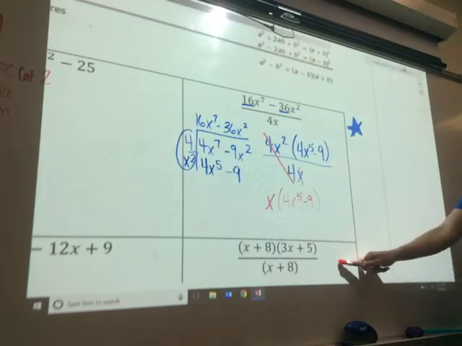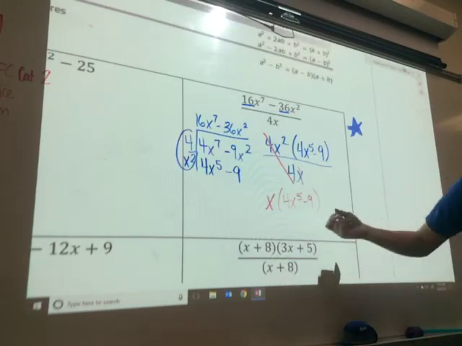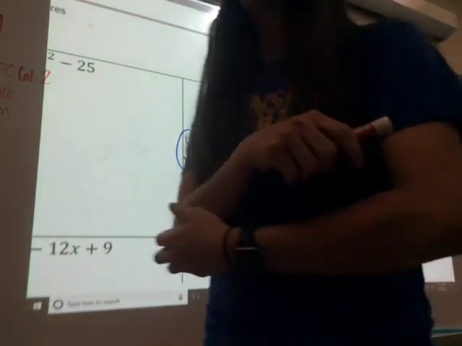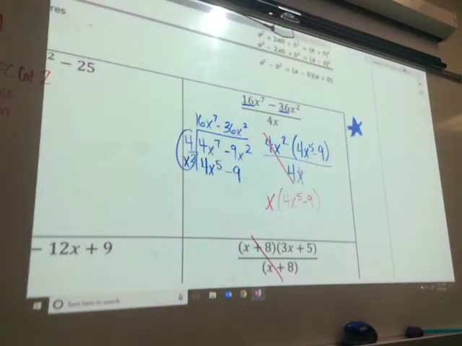So looking at this problem, what would cancel out? Your x plus 8, they would be gone. Would I have anything left over in the denominator? No, so what would my answer be? 3x plus 5. On the bottom right-hand corner, you would just set it up. You would factor the top and cancel out what's common. Sound good? Okay.